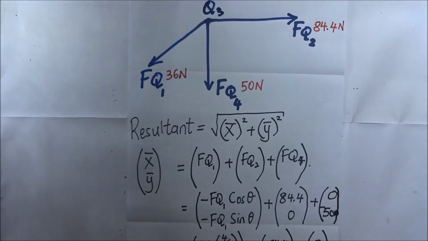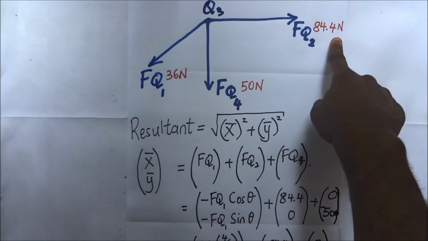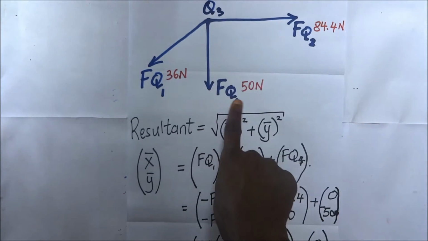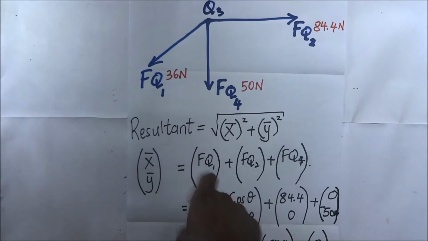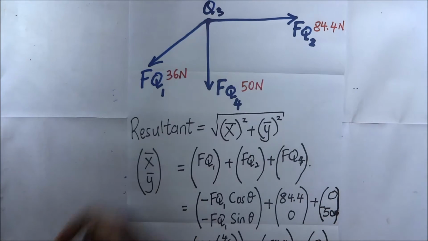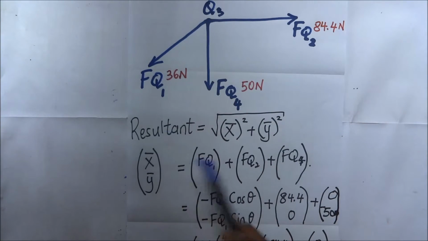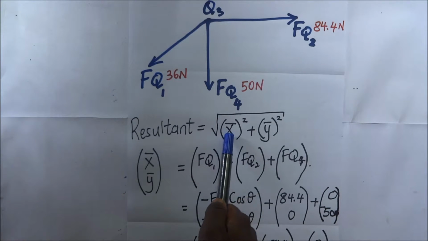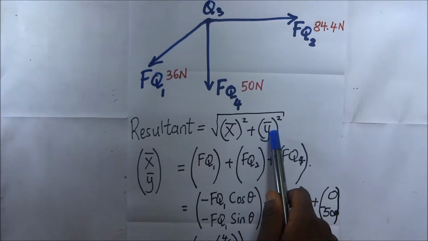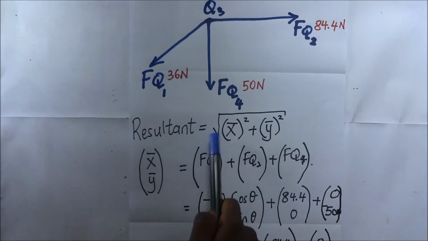And it is subject to the forces Q2, which is 84.4 newtons in that direction, Q4, 50 newtons, pulling it in this direction, and 36 newtons, pulling it in that direction. And our task here is to find the resultant force acting on that point. Finding the resultant force acting on that point means that we are going to resolve each of these forces both in the x and in the y. So we shall get the total resolution of forces in the x direction, we get the total resolution of forces in the y direction, and we get the resultant using this formula.